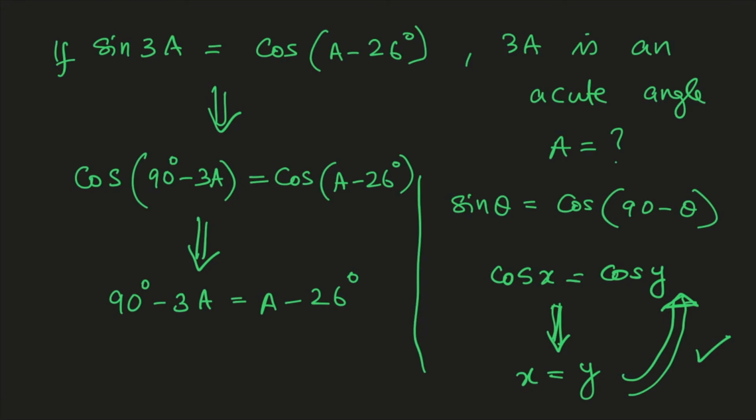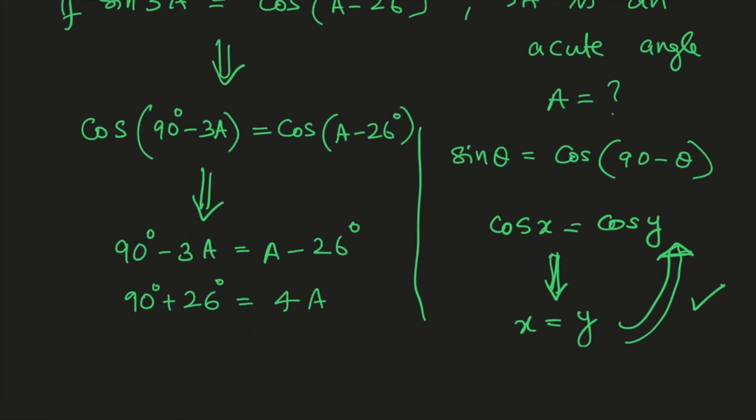But for the time being, since we are dealing only with acute angles, you can straight away write that 90 minus 3a is equal to a minus 26. So we have 90 plus 26 is equal to 4 times a. So you can solve this. We have a is equal to 116 divided by 4, and that comes out as 25 plus 4, which is 29 degrees. 29 degrees is the answer.